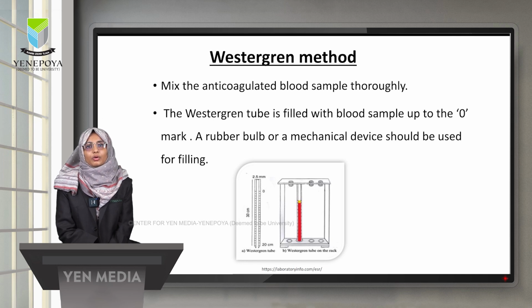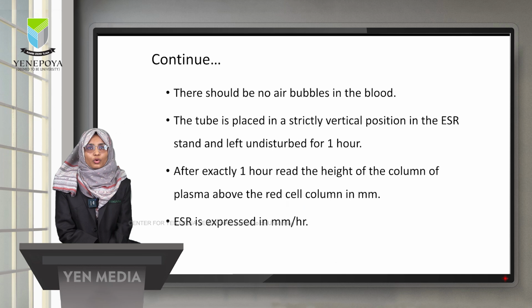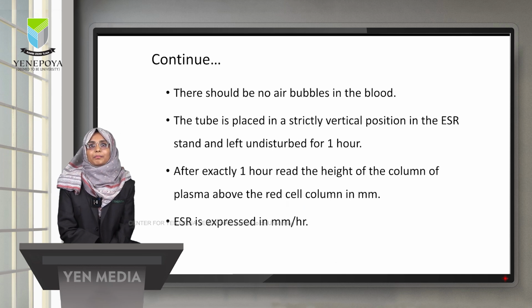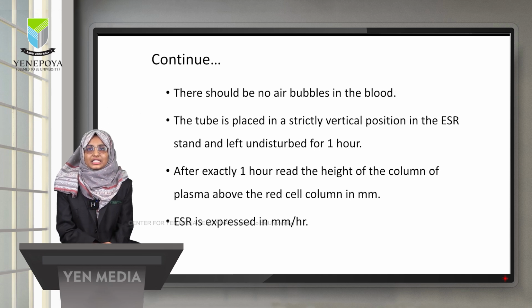Westergren method. Mix the anticoagulated blood sample thoroughly. The Westergren tube is filled with blood up to the 0 mark. The rubber bulb or mechanical device should be used for filling. Mouth pipetting should be avoided. There should be no air bubbles in the blood, and the tube is placed directly in the vertical position in the ESR stand, and it should be left undisturbed for 1 hour. After exactly 1 hour, the height of the column of the plasma above the red cell column is measured in millimeters. ESR is expressed in millimeter per hour.